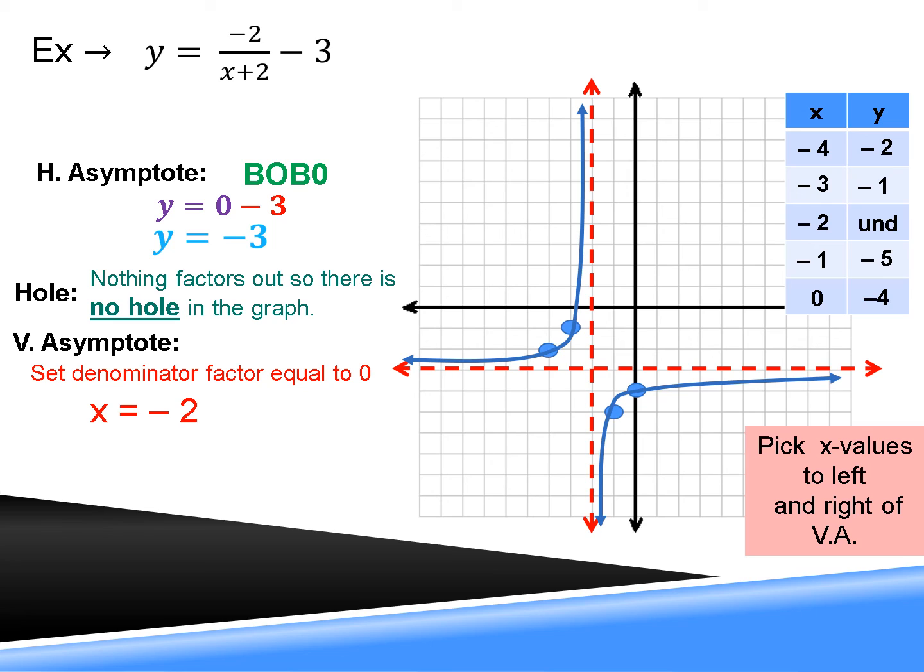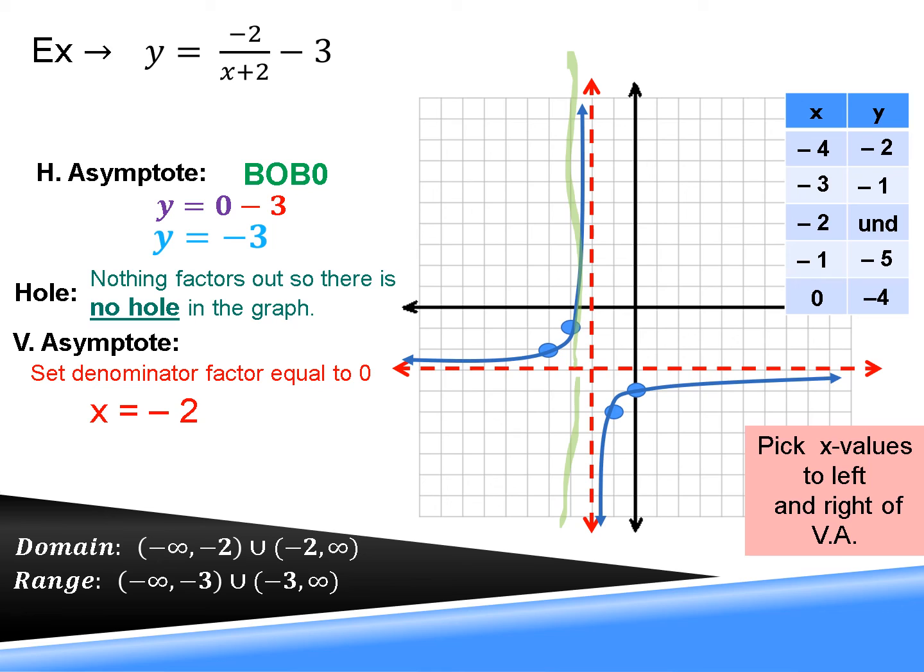All right, so here's our graph. Let's talk about our domain. Our domain is going to be from -infinity to -2 and -2 to positive infinity. And then our range is from -infinity to -3, -3 to positive infinity. So there's our domain and range.